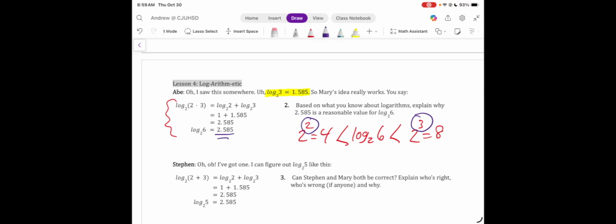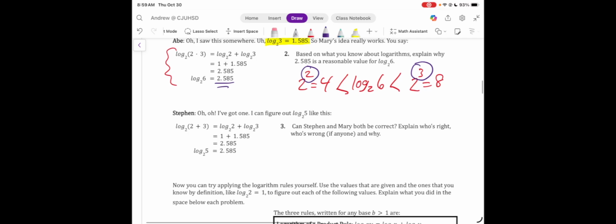Stephen says, oh, I've got one. I can figure out log base 2 of 5 like this. And here's his work. Can Stephen and Mary both be correct? Who's right, who's wrong, and why? Well, Stephen messed up. He changed an addition to an addition. In effect, he kind of distributed the log. And in our last lesson, we saw you can't do that.